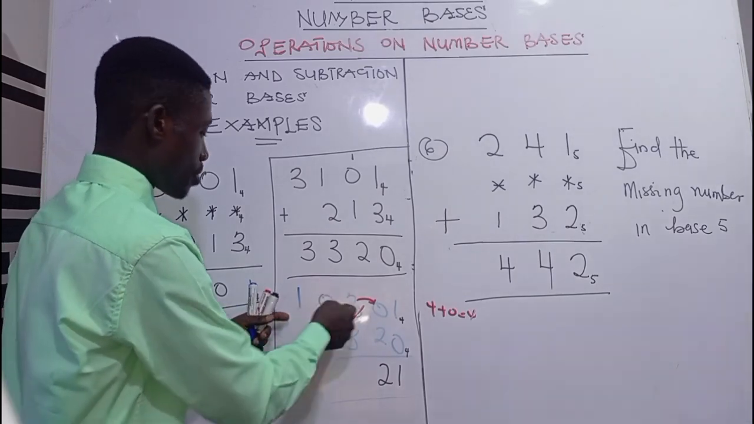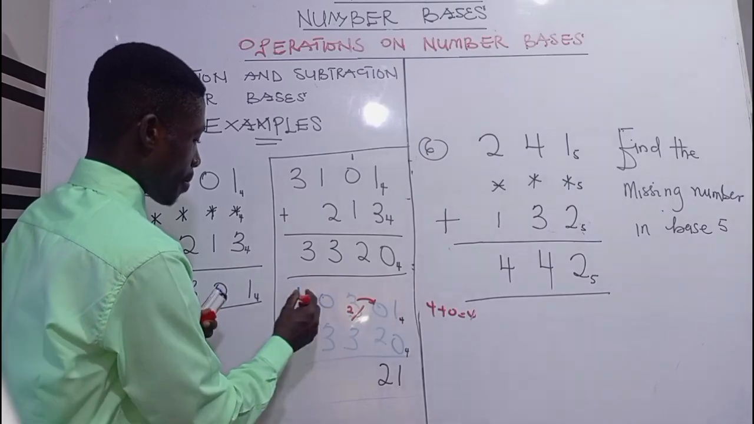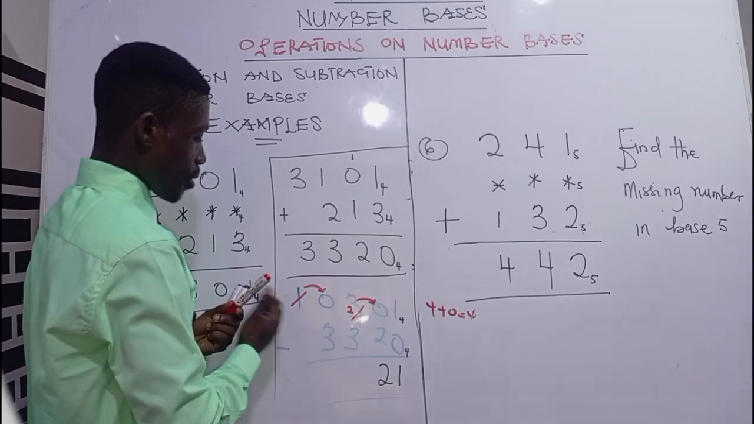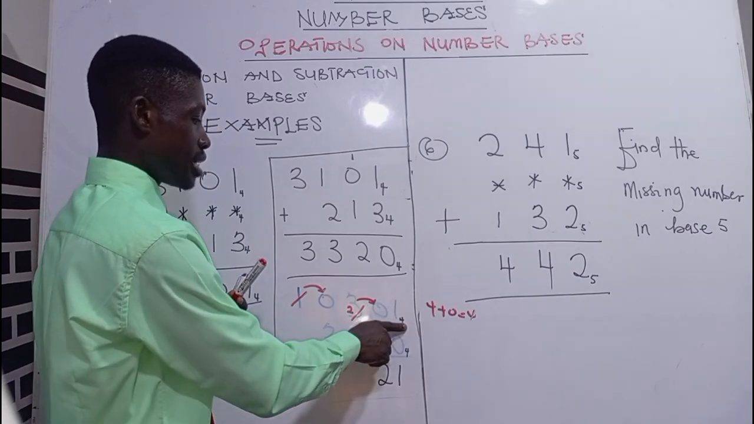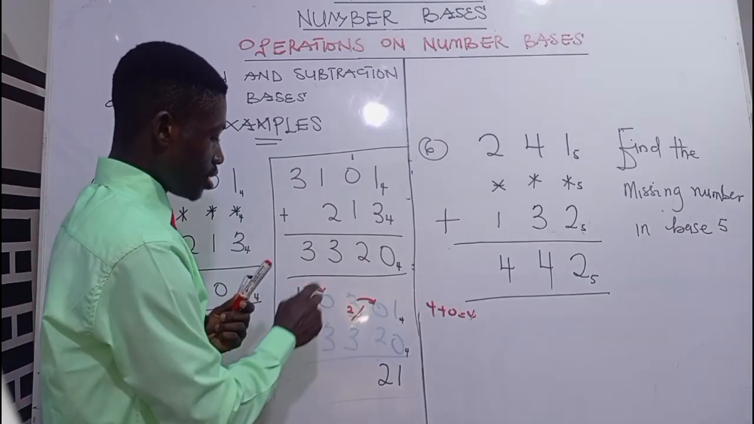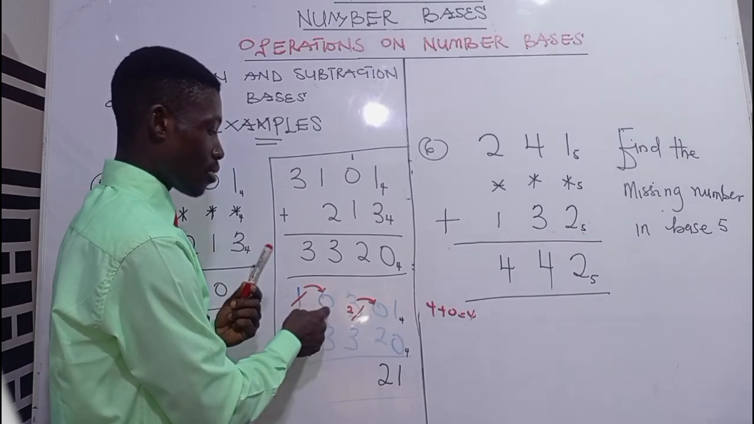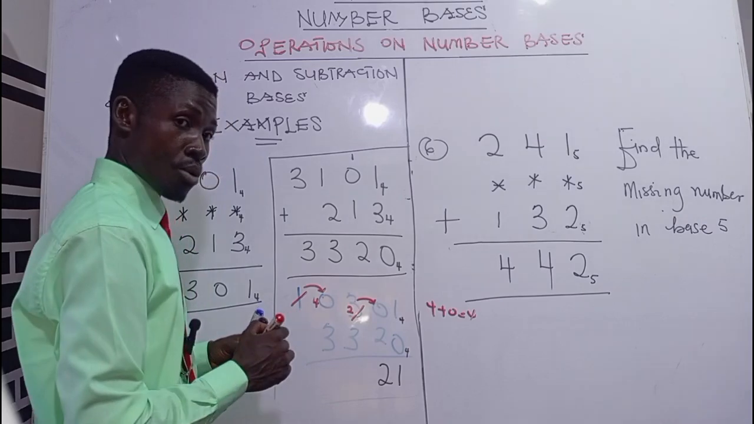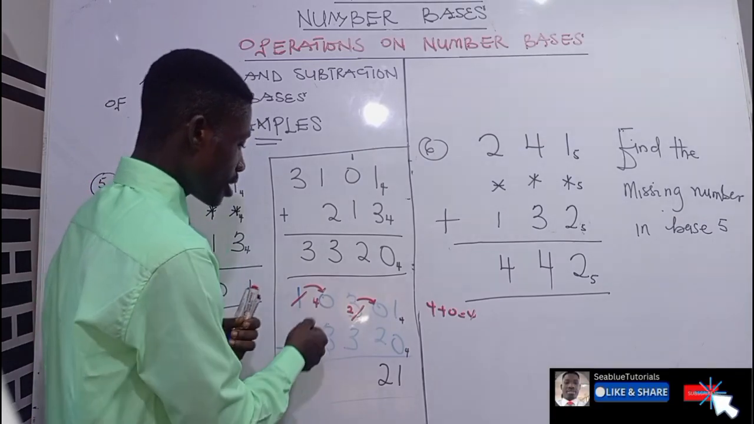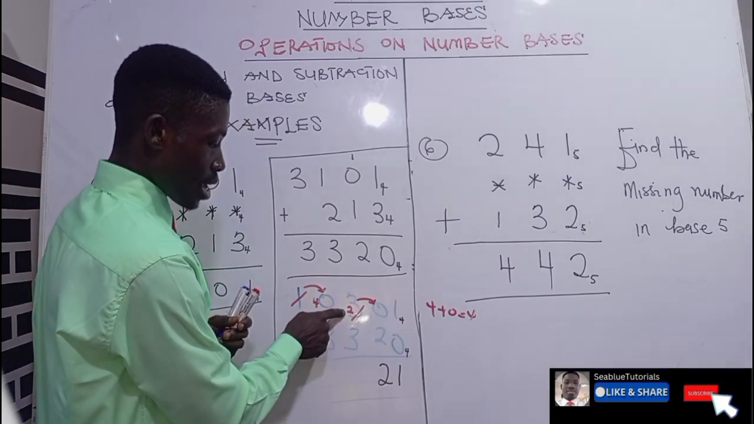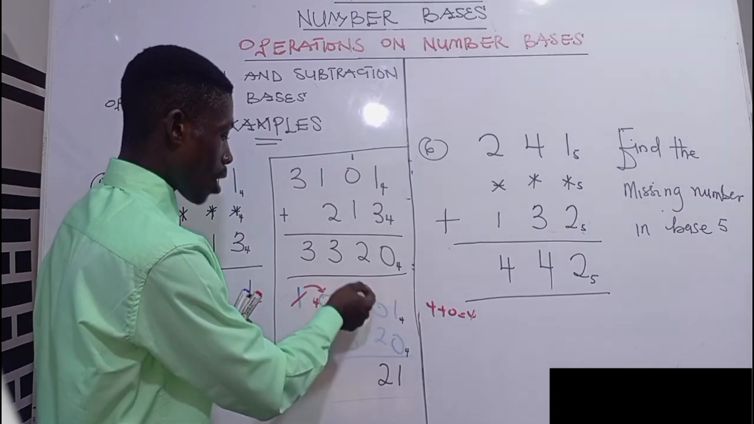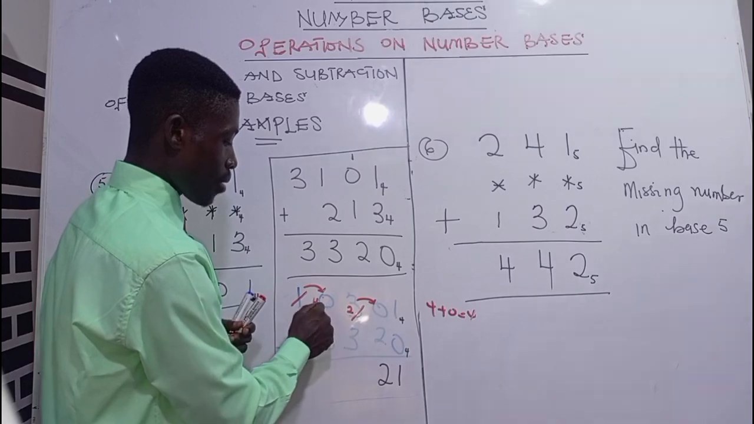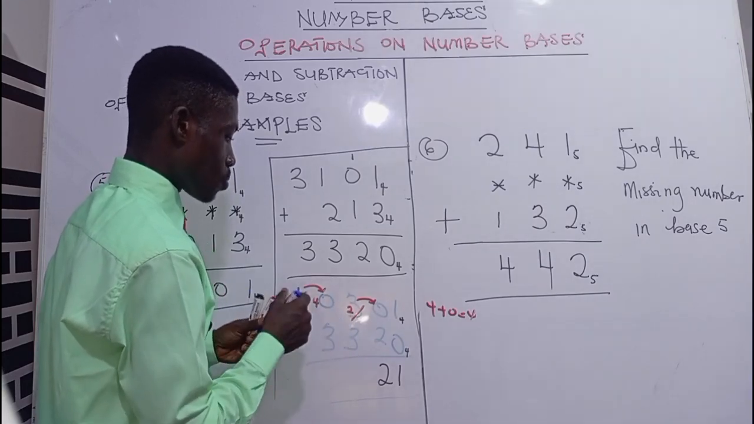The one that we borrowed from here, since we are working in base 4, it is what? 4. So 4 plus 0 gives us 4. Good. So it means that we have 4 here. Are you following? Good. Now, we are coming to this very side. So we have to borrow 1 from the 4, which is here, to 2. But the one that we are borrowing from 4 is what? Is 4.